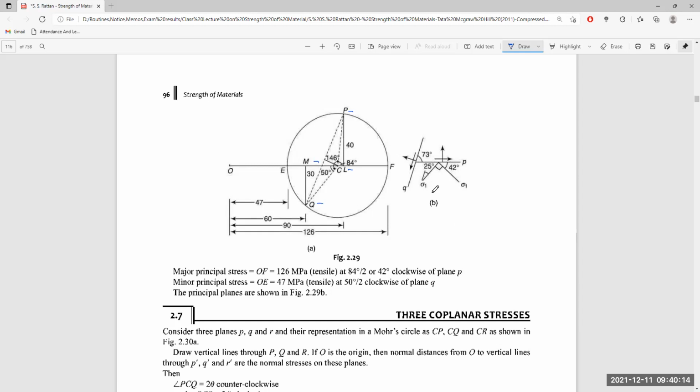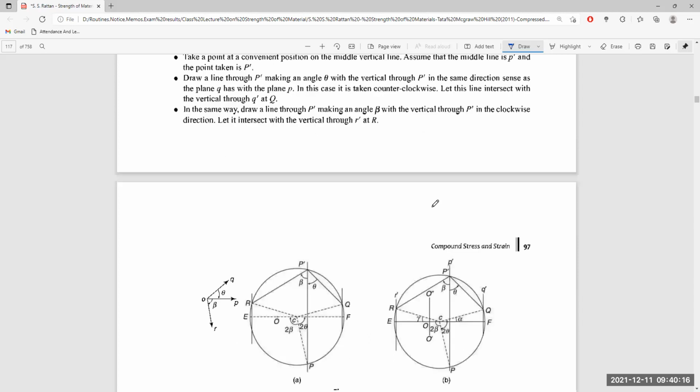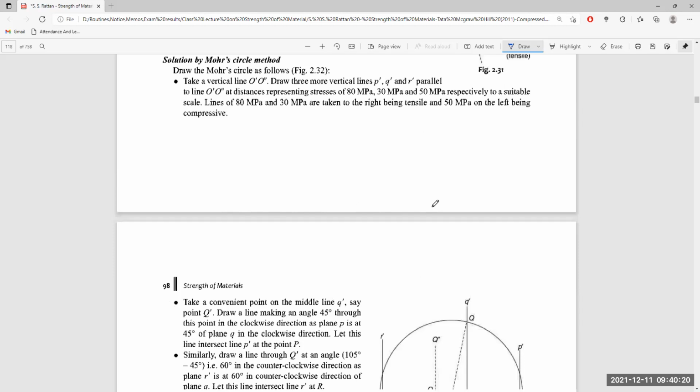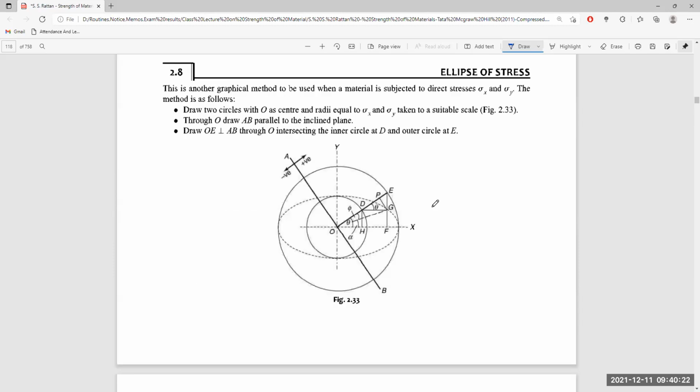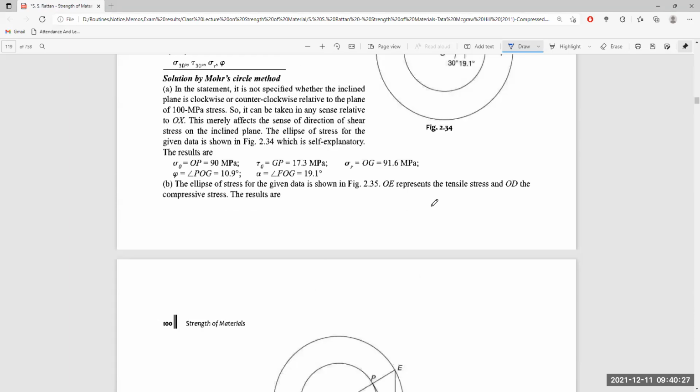Okay, with this our stress system is complete for two-dimensional stresses. Three-dimensional stresses are beyond your syllabus. So let us go to the next chapter, shear stress and bending moment.